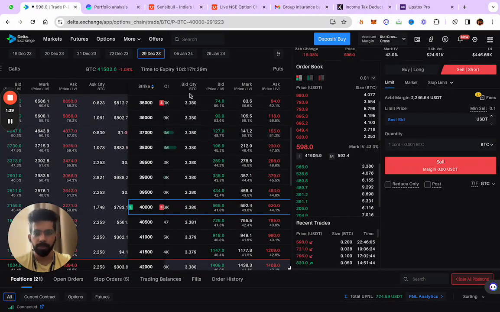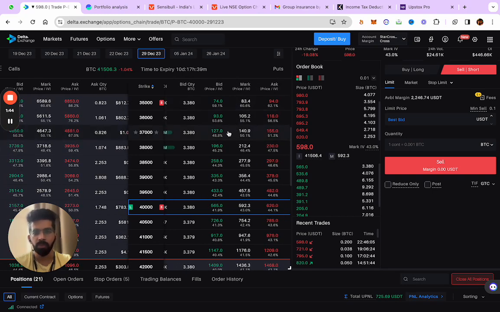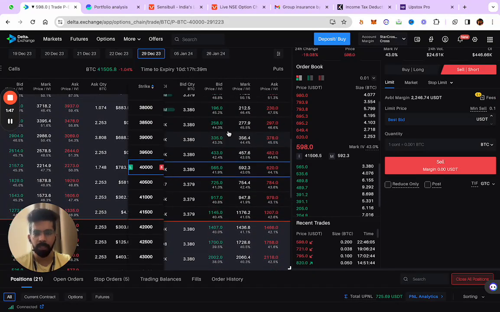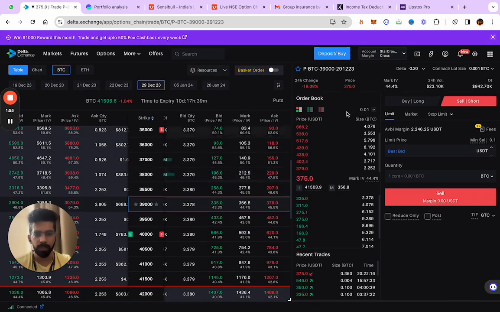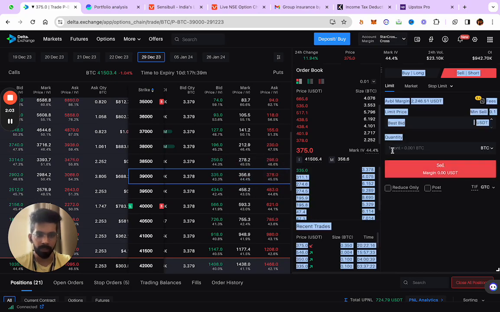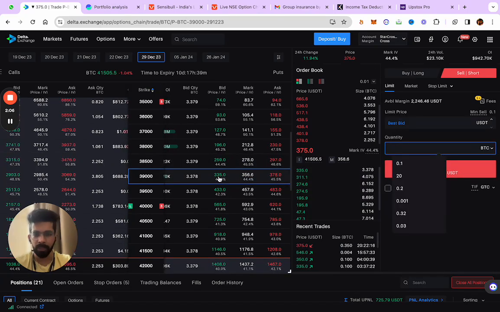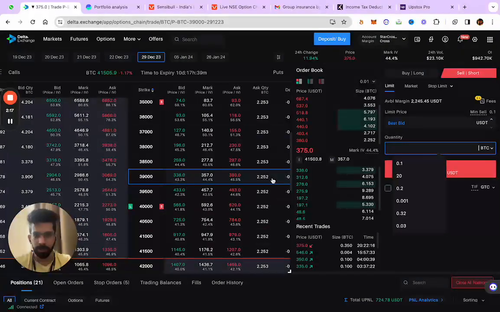The next column is the bid quantity. Bid quantity represents the amount of Bitcoin options available at the bid price. So if we look at any option, you can just click on that option and it will open up the order book for you. As you can see, on the best bid, that is 335, we have around 3,378 contracts, and this is the same data which you'll see here. So the bid price represents the best bid available and also gives us the bid quantity. The same is the case for the ask price and the ask quantity.